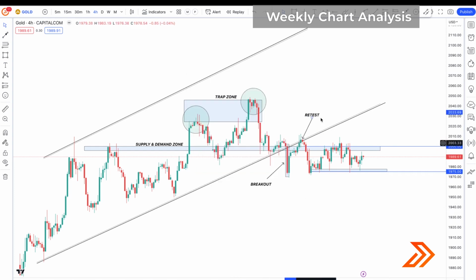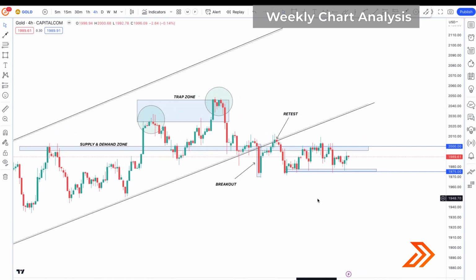We had a retest of this zone on gold. And then what happened next on gold? We noticed this pullback again on gold. Sellers came straight into the market. And if you notice what gold has been doing all week, gold has been ranging. The price of gold has been ranging within the 2000 resistance zone and the 1975 support zone.